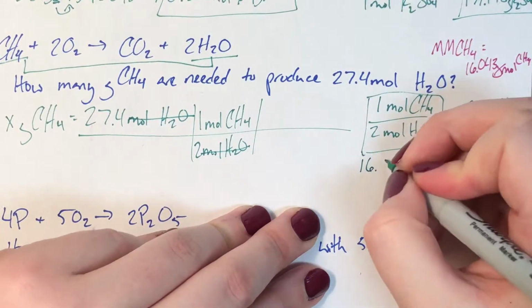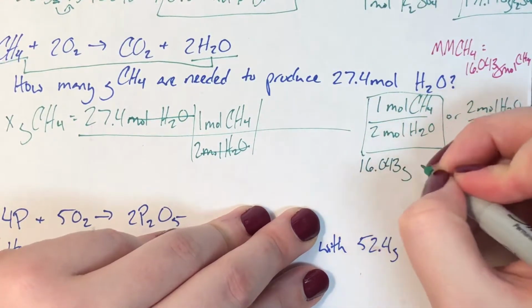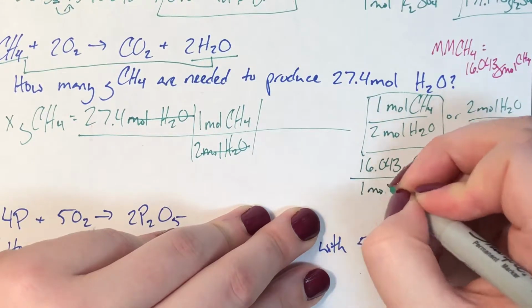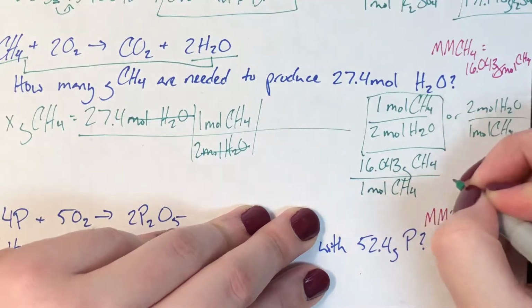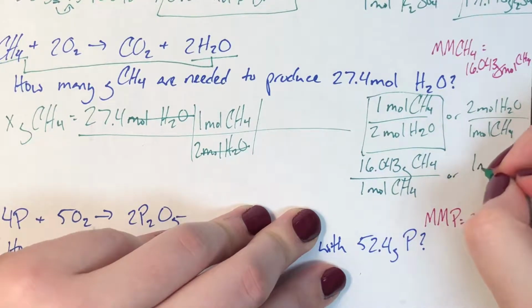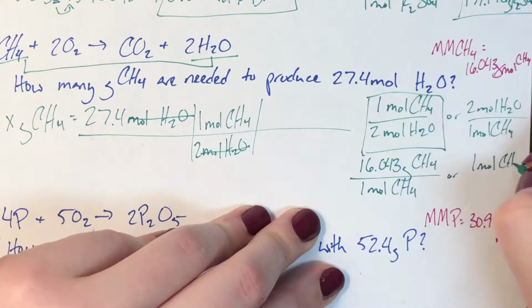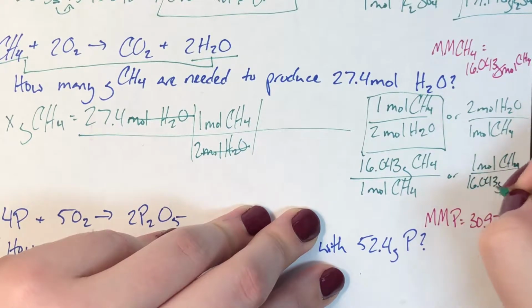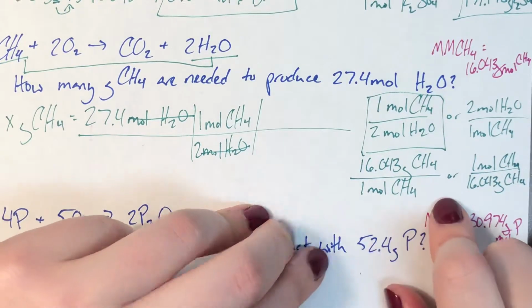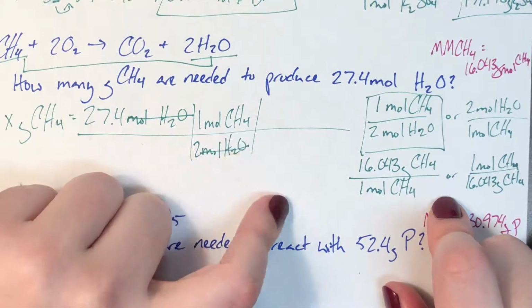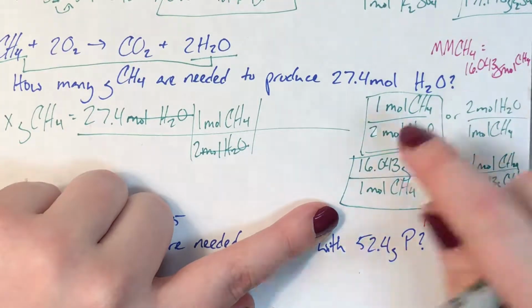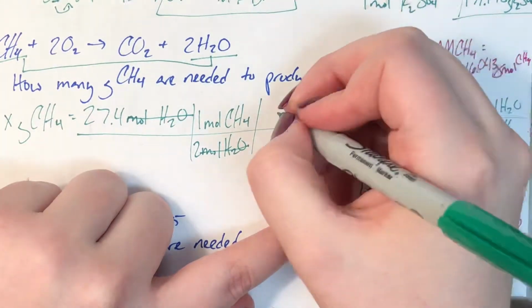For every 16.043 grams of CH4, there's 1 mole of CH4. Or for every 1 mole of methane, there is 16.043 grams of methane. Now I need to pick the version that allows me to cancel moles of methane. That's going to be the version that has moles on the bottom. That's going to be this version. I'm going to plug it in.